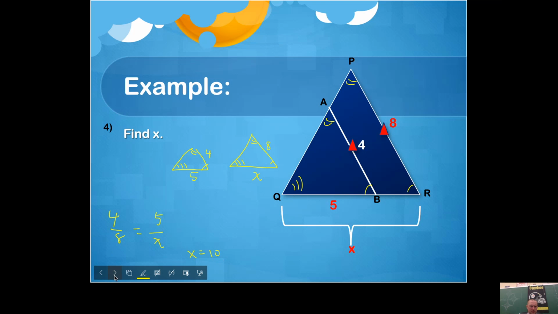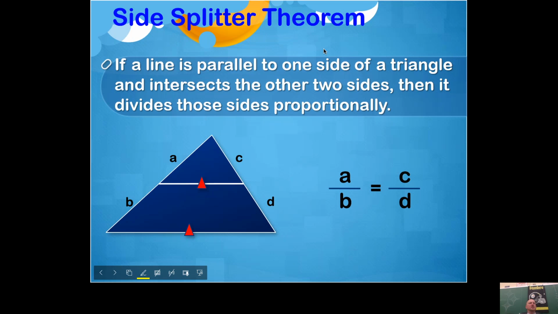We'll look at this theorem in the next video.